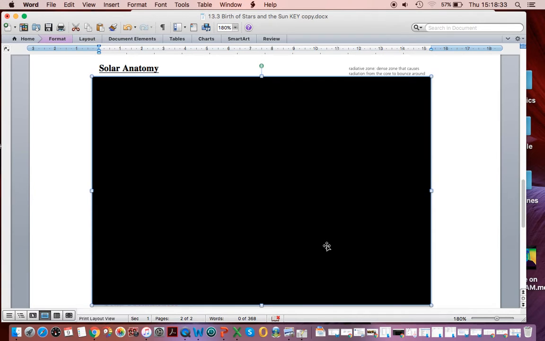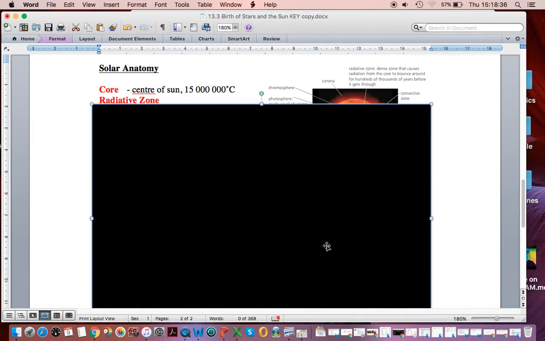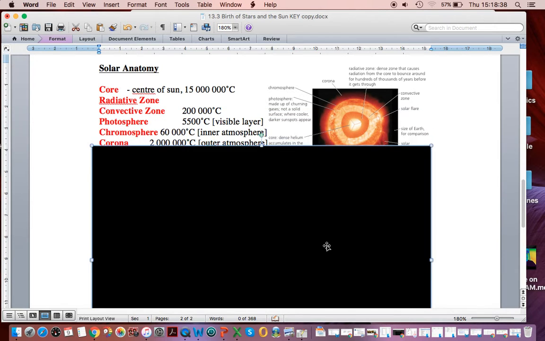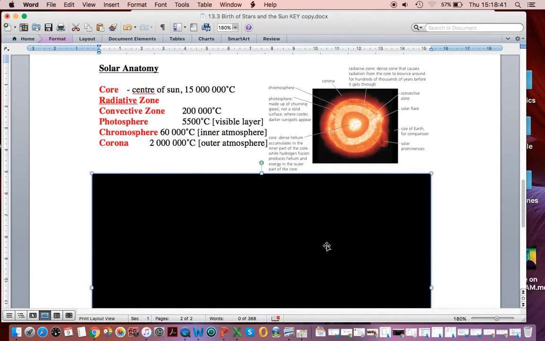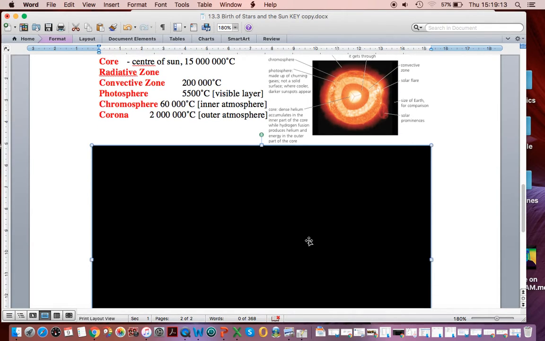Now we want to look at the structure of a star, in this case the sun. We'll let you copy down those terms. We're not going to have you memorize all these temperatures and things, but the core obviously is the center of the sun and a staggering 15 million degrees Celsius. Then we have a radiative zone, a convective zone, so convection's occurring there, a circulation of heat and materials. We have a photosphere. Photo means light. That's why it says it's a visible layer. We have a chromosphere. And then on the outside, we have the corona, where the temperature is actually higher.